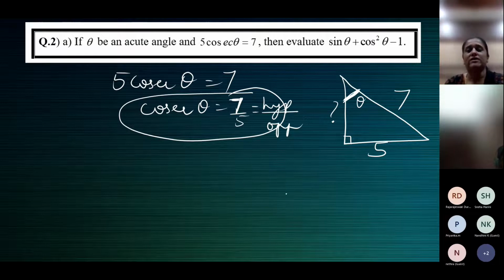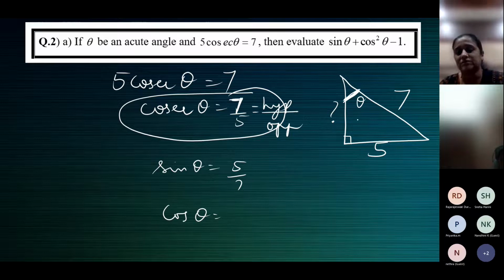And since we know that cosecant theta is 7 by 5, sine theta is easy, 5 by 7. Cosecant theta is 7 by 5. Its reciprocal, sine theta, will be 5 by 7. And then cos theta you can find using the triangle, and hence find cos square theta.